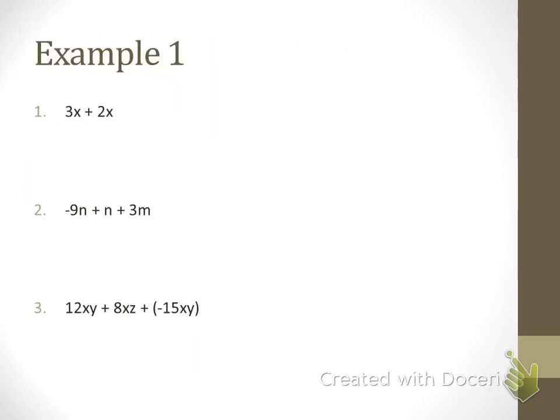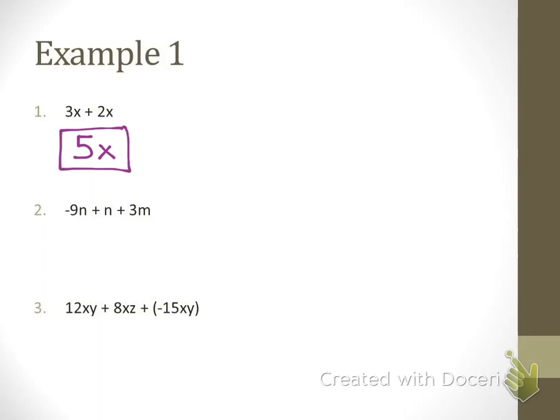Now, in example 1, I have some different variable expressions here, so let's go ahead and solve. The one thing that you do want to pay attention to on these problems is your signs, okay? Now, on the first one, what's 3x plus 2x? That one's pretty easy. 5x. All right, 5x would be the answer.